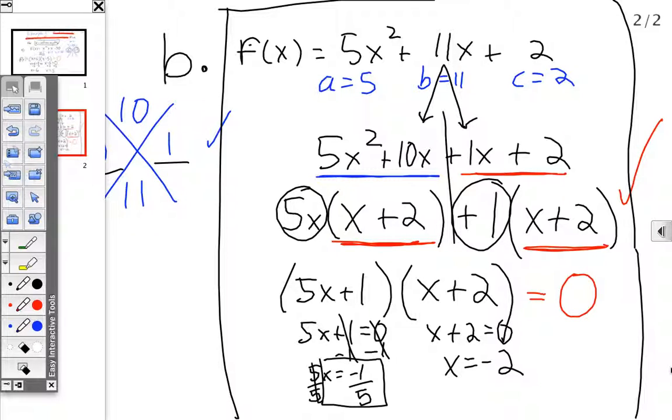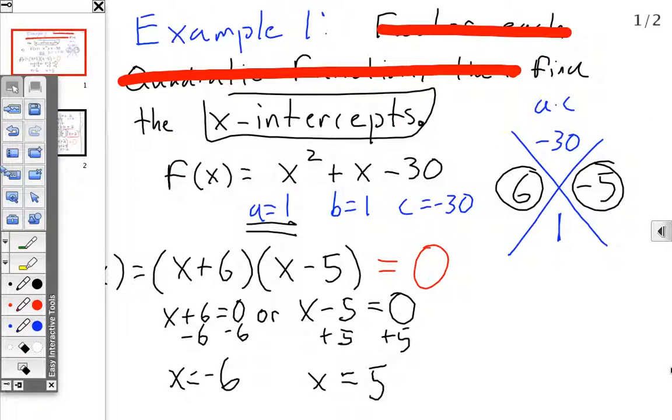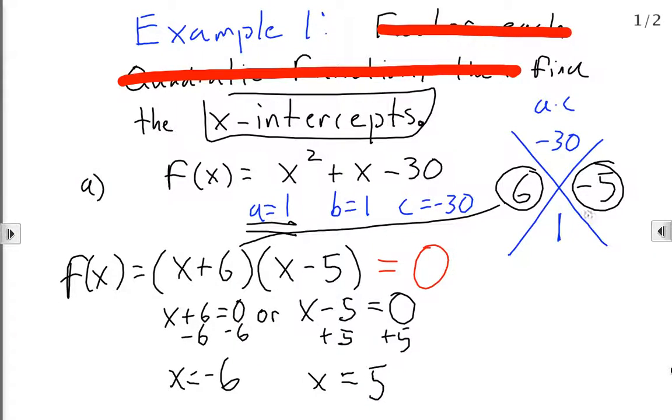If we go back to that very first one, our 2 diamond values were exactly what we used in the factors. And we could only do that because of that a equals 1.